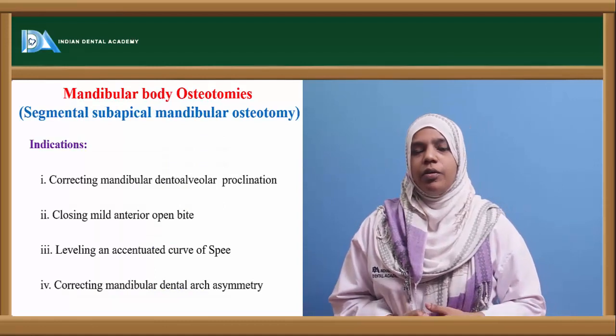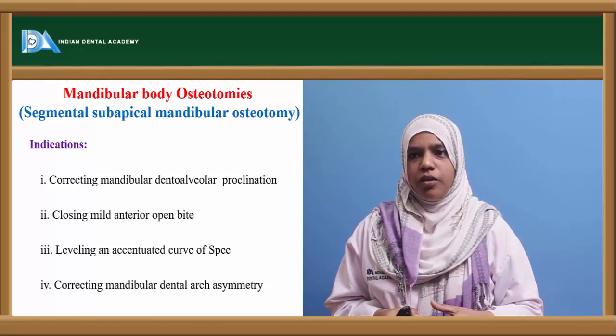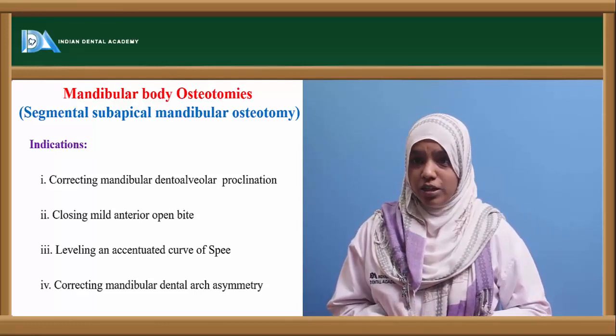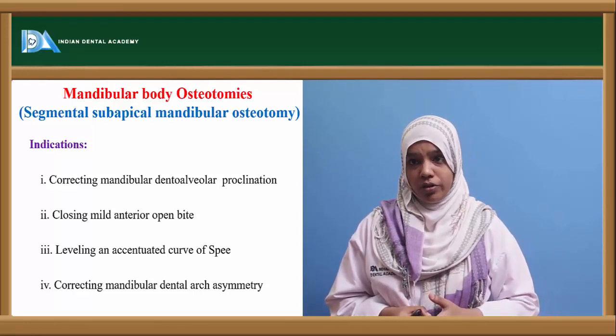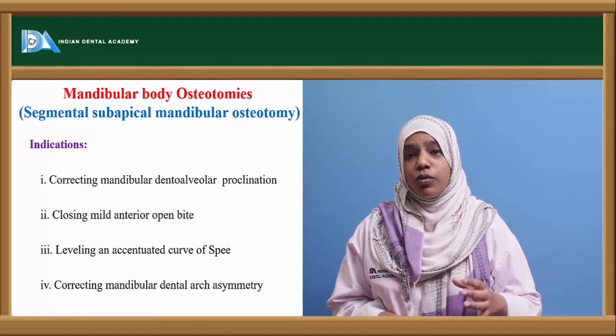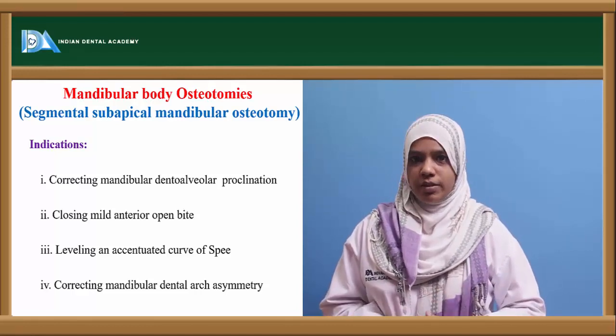Now, indications of subapical mandibular osteotomy. First is when you want to correct mandibular dentoalveolar proclination. In that case, you could do a segmental subapical osteotomy. Or where you want to close a mild anterior open bite, level the accentuated curve of Spee, or correct mandibular arch asymmetry.